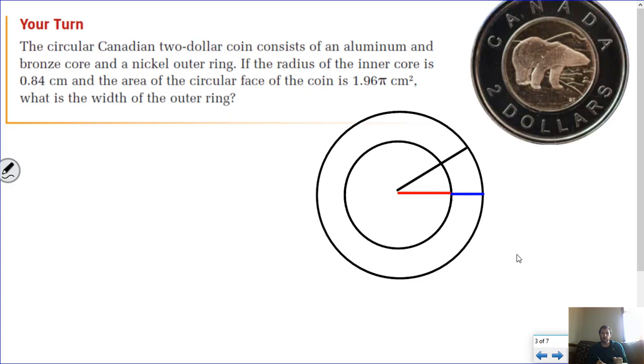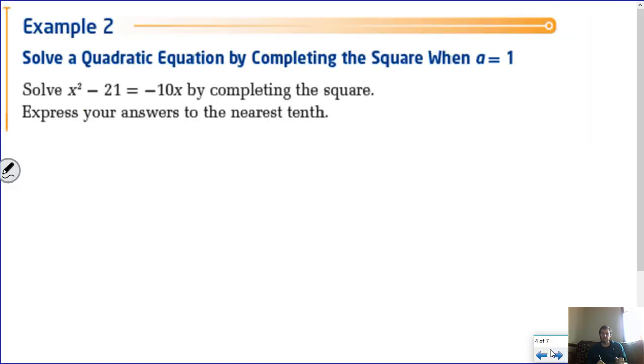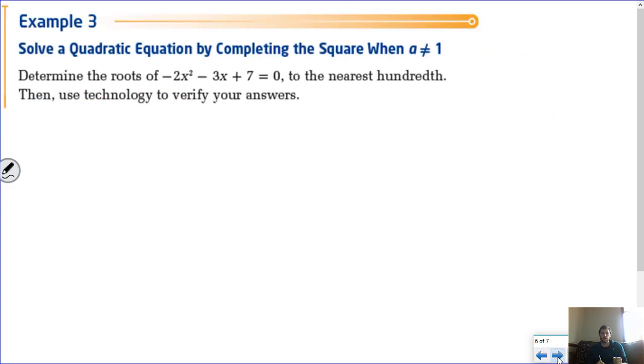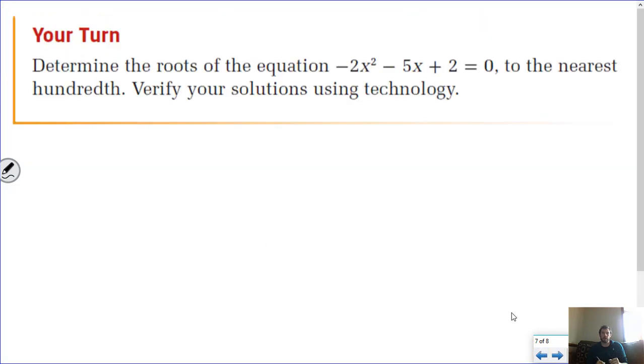So here's one that you can try. If you want to pause the video, give it a try. Right, here's another example, and then some practice. So again, if you want to try, go ahead. Here's one when a isn't 1. So all kinds of these questions that you can try. I'm just not going to take the time to go through them one after another. If you want to see them done, come to the live session Thursday. I'll go over these questions, and the questions from the assignment as well.